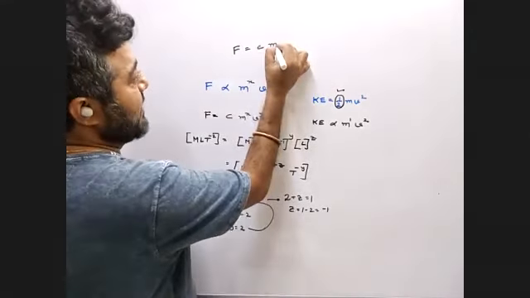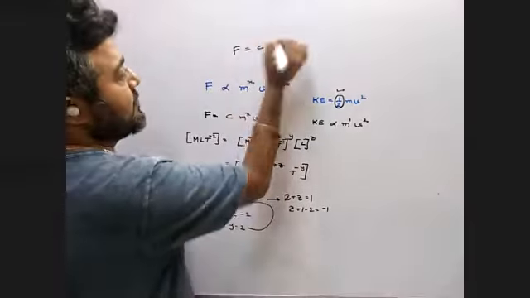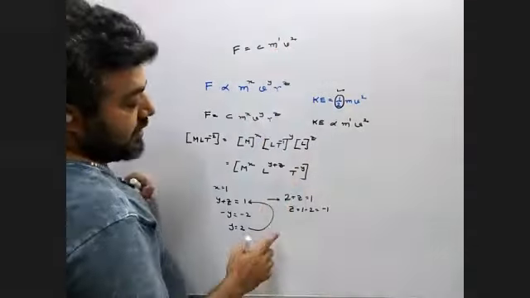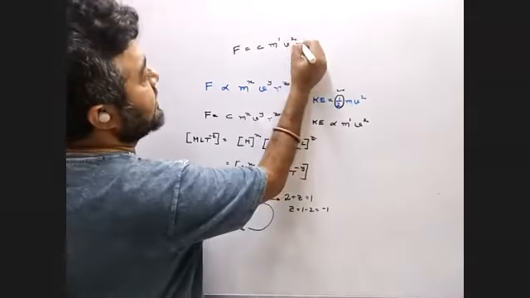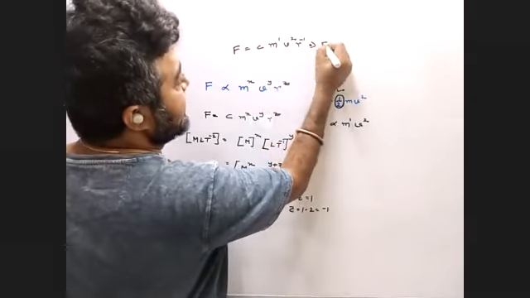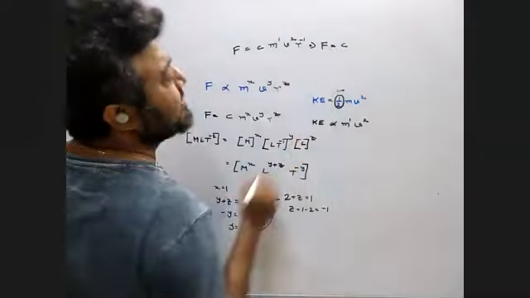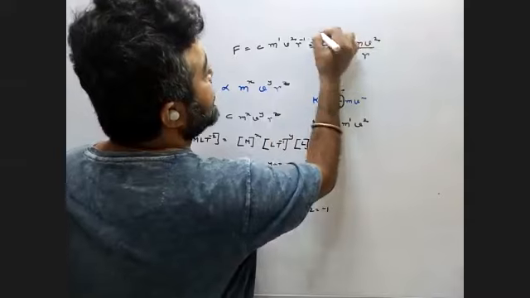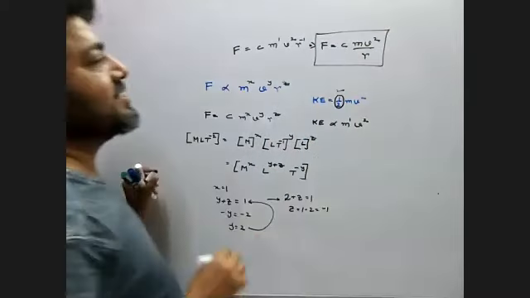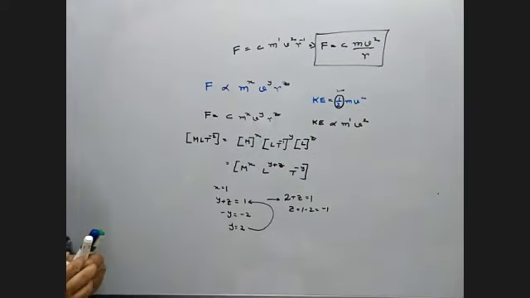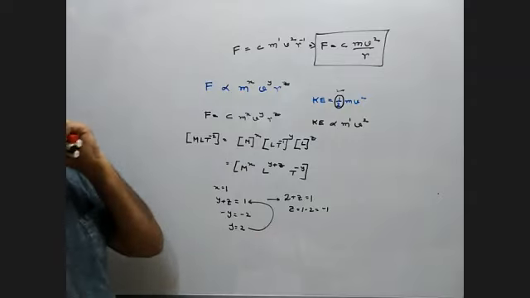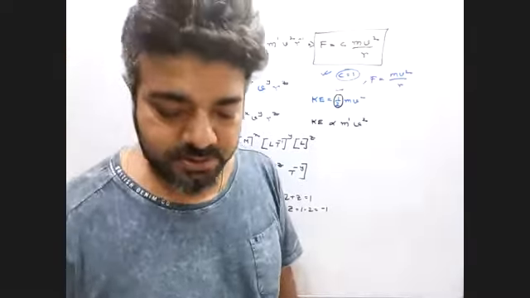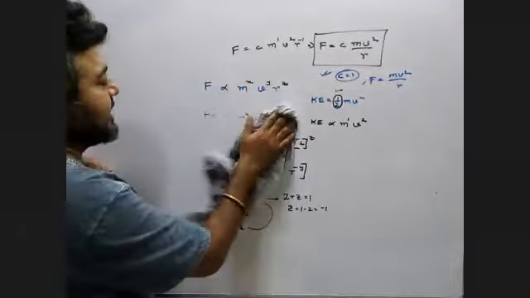So m to the power 1, v to the power 2, and r to the power minus 1. So if I write it elaborately, maybe some constant times m v square by r. So see, we can derive the relation now. So I think everyone understands. More questions. And you all try this question.